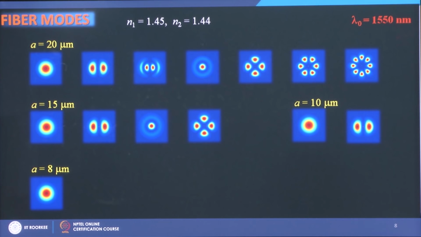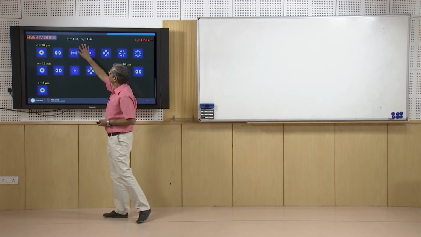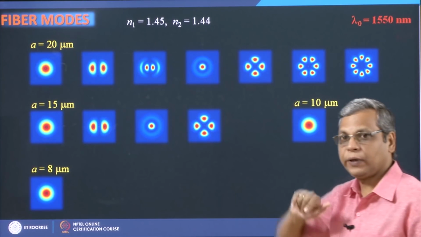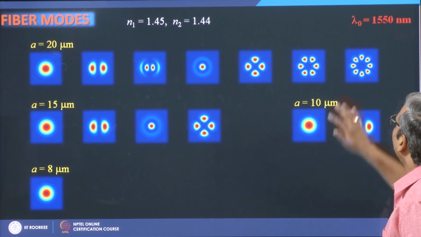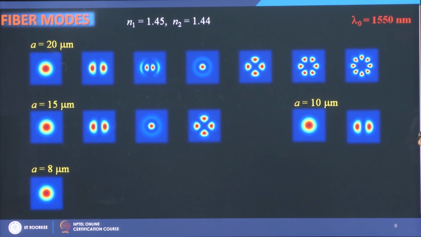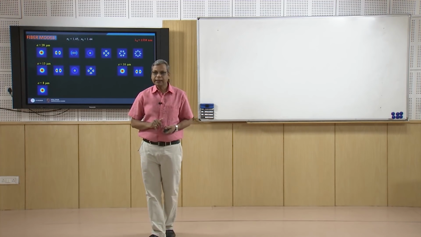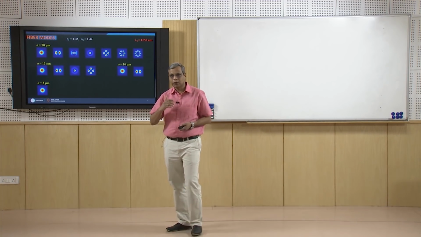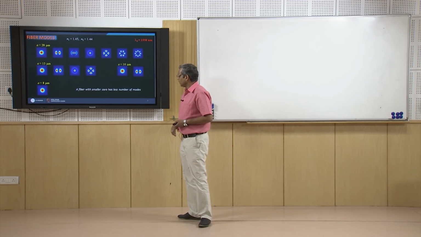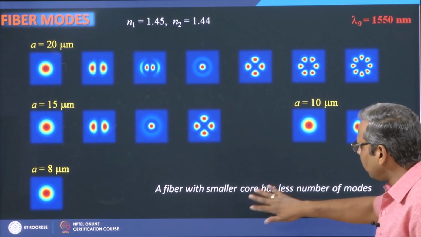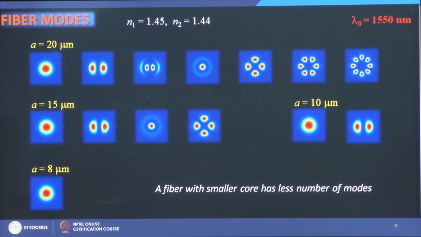So what do I see? That for a given core and cladding refractive index and given wavelength, if I decrease the radius of the core, then the number of modes becomes smaller and smaller. So a fiber with a smaller core has less number of modes.